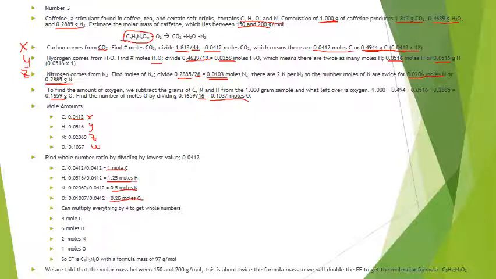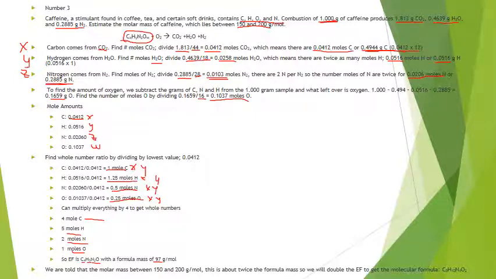Okay, still not whole numbers, right? But it's simple to get them to whole numbers. If you notice, if you multiply them all by 4, you can get whole numbers. So multiply each one of these by 4. So you get 4 carbons, 5 hydrogens, 2 nitrogens, and 1 oxygen. Okay, so the empirical formula is C4H5N2O. And that has a mass of 97.